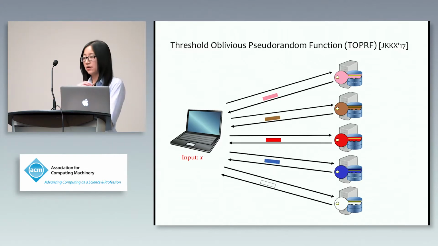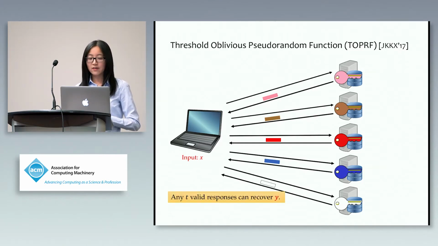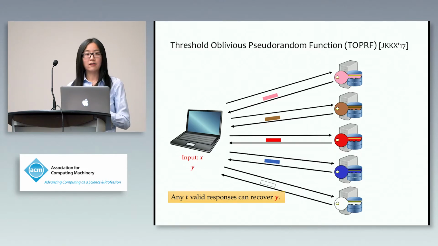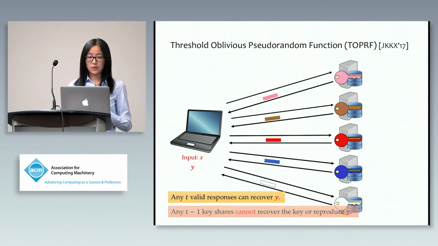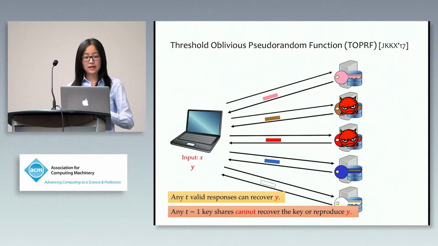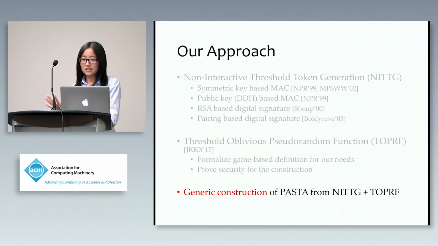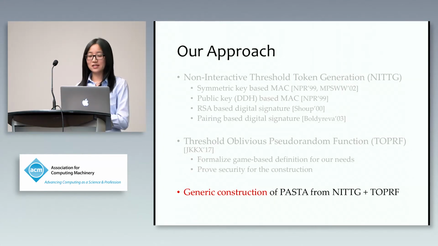One round from the client to every server, one round from every server back to the client. And the guarantee is that if you have T valid responses, then the client can recover the PRF value Y. But if you have up to T-1 servers corrupted, they cannot recover the PRF key or reproduce the PRF value Y. Okay, now we have these two primitives. We're ready to construct PASTA.